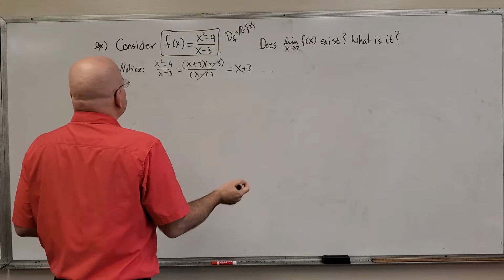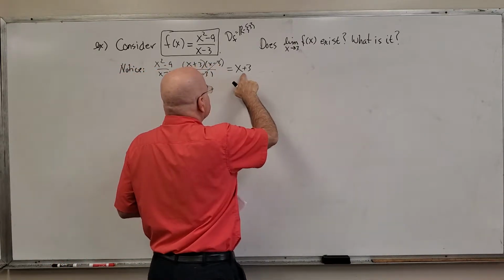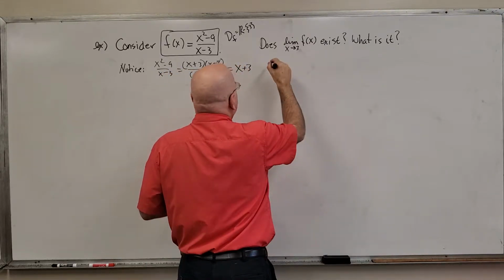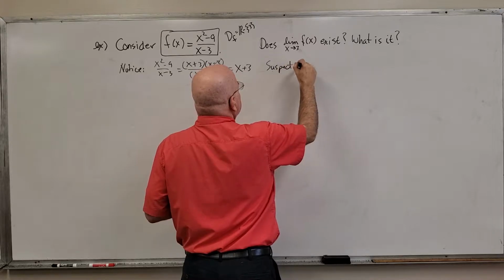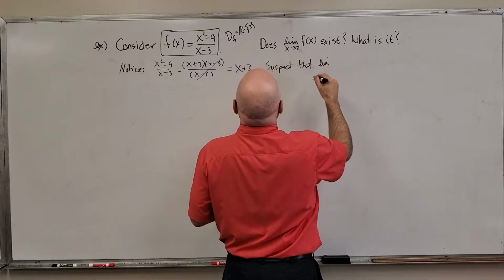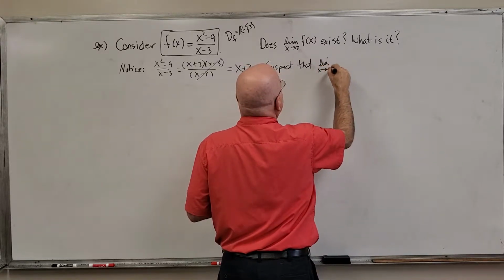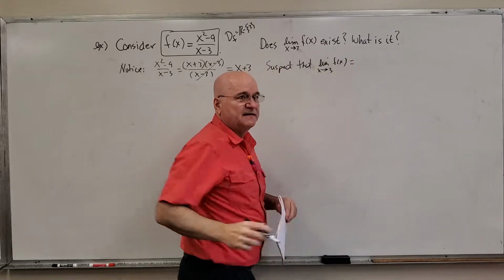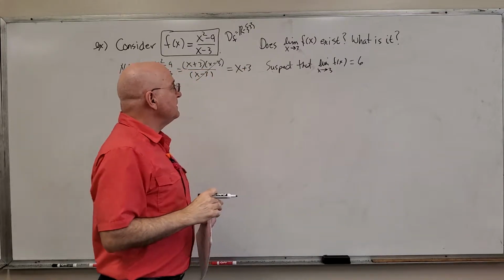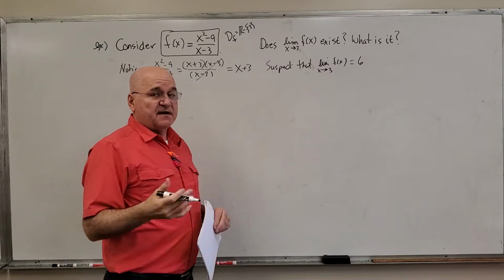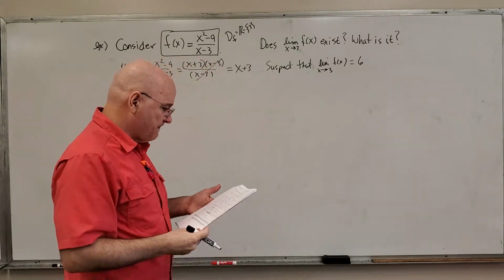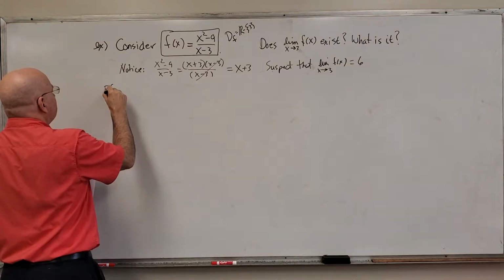So we've got this line, if you graph it, except for that one little point. And so what do we suspect that the limit is? The limit as x goes to 3 of f of x is what? Just plug it in and you'll get a 6, right? Remember, f of 3 does not exist, but if we were to fill that hole in the graph, it'd be the number 6. All right, well, here's how we look at the proof.